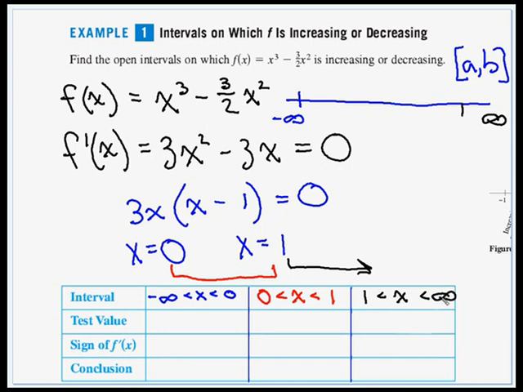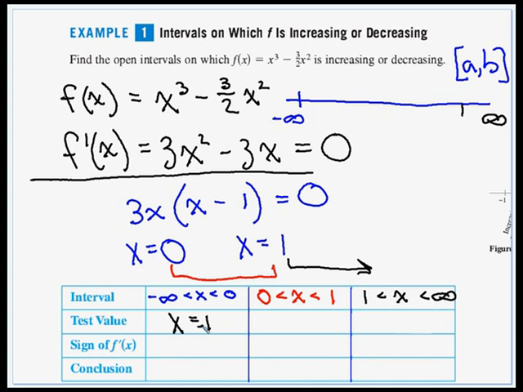Now what we're going to do is just take a test value. We're going to pick a number somewhere in each interval, and we're going to plug it into the derivative to see if our derivative is positive or negative, and that'll tell us if we have an increasing or decreasing section of the graph. So for the first one here, let's take a nice easy number. x is -1. Now again, we're plugging this into the derivative function. We want to see if our derivative is positive or negative, or if our slope is positive or negative.